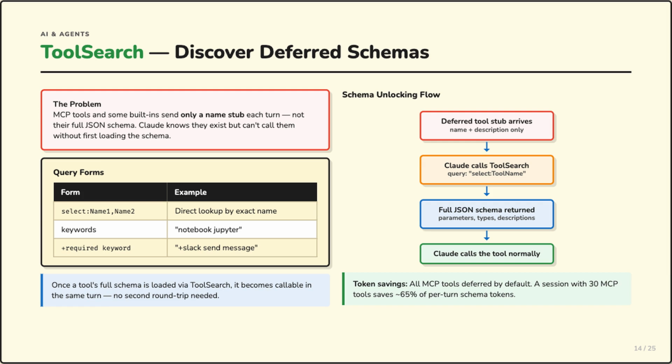There are 3 query forms: select: followed by comma-separated tool names for direct lookup, plain keywords for fuzzy search, and a plus prefix to require a term while ranking by others. Once tool search returns a tool's full schema, that tool becomes callable in the same turn. No additional round trip needed. The practical takeaway: before calling any MCP tool, always run tool search first with select: and the exact tool name. All MCP tools are deferred by default.